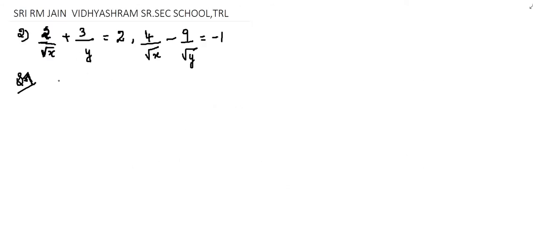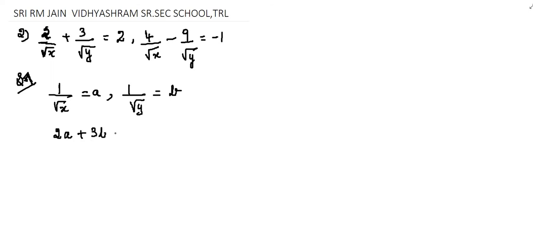See the next sum. We have 2 by root x plus 3 by root y is equal to 2, and 4 by root x minus 9 by root y is equal to minus 1. I am going to take 1 by root x as a, 1 by root y as b. When I take that, what I'll get? 2a plus 3b is equal to 2.